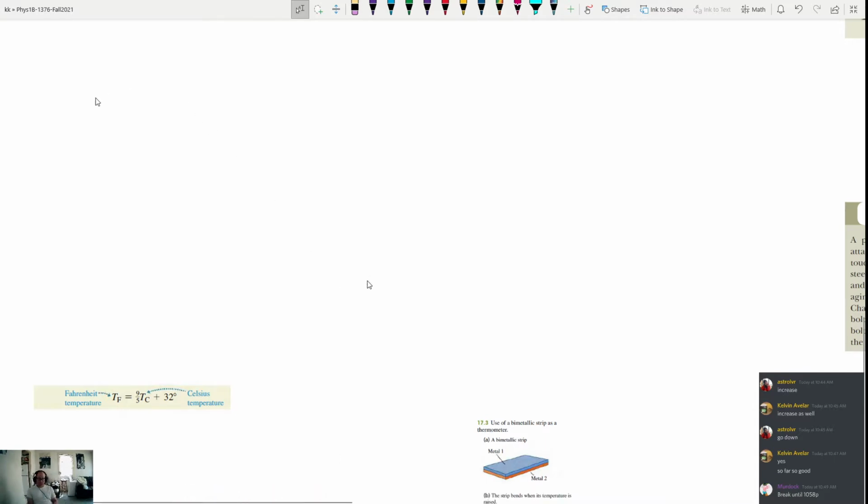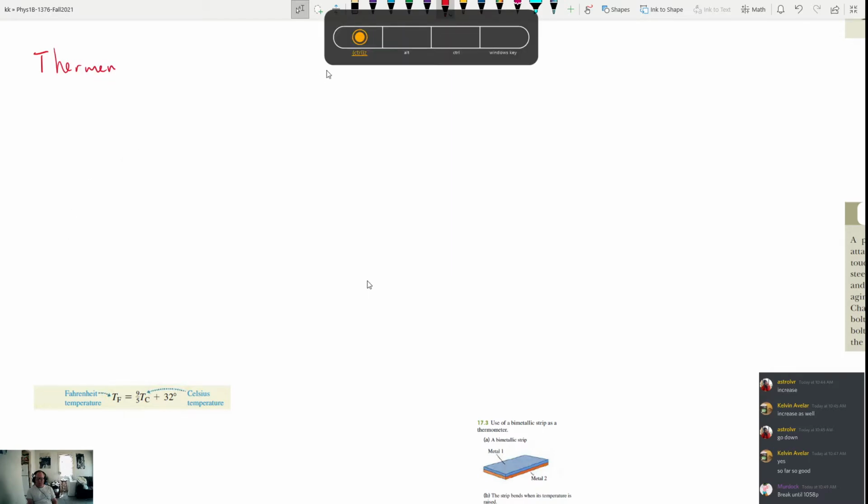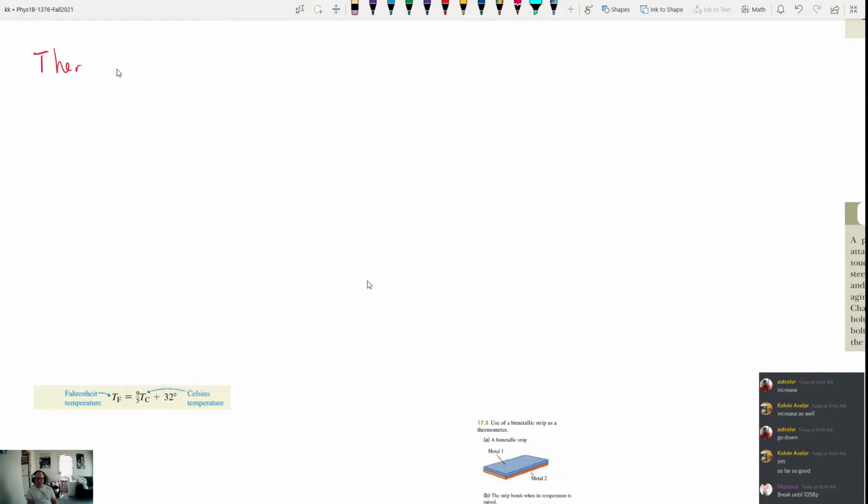And we just discussed how two objects can have the same temperature. And now we are going to talk about thermometers and temperature scales. Why is that not working right now? All right, well, a thermometer, as you all probably already know, is a device that is used to measure temperature.